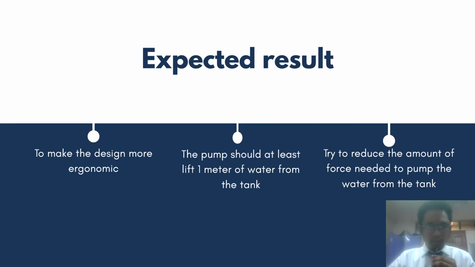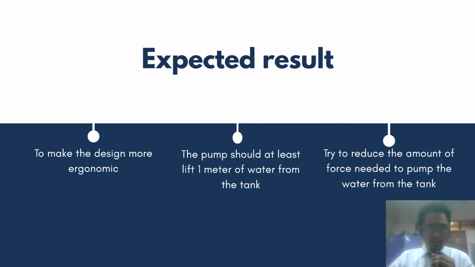Next is the expected result. Firstly, to make sure the design for the manual water pump is more ergonomic. This is because it will prevent injury and make the pump easier to use for people. Next, the pump should be capable of lifting the water to a high place.